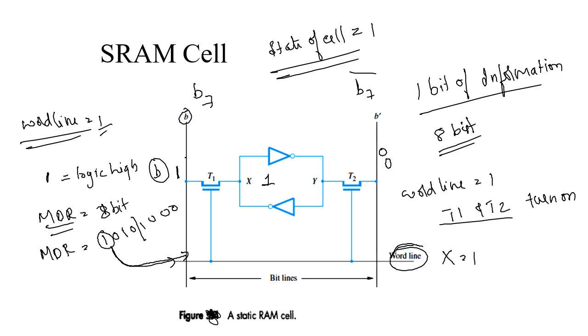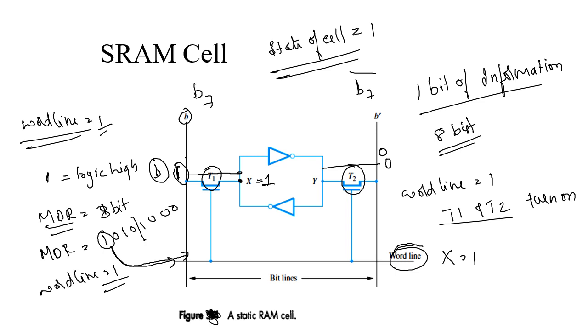At this state, this word line has to be enabled. The word line has to be made 1. The next process is to make the word line high. When the word line is made high, the transistors T1 and T2 get turned on, which in turn shorts these two terminals. Because these two terminals get shorted, whatever charge is present in the bit line will be loaded into X. So this particular pin will be pulled high based on the data that is present in B.